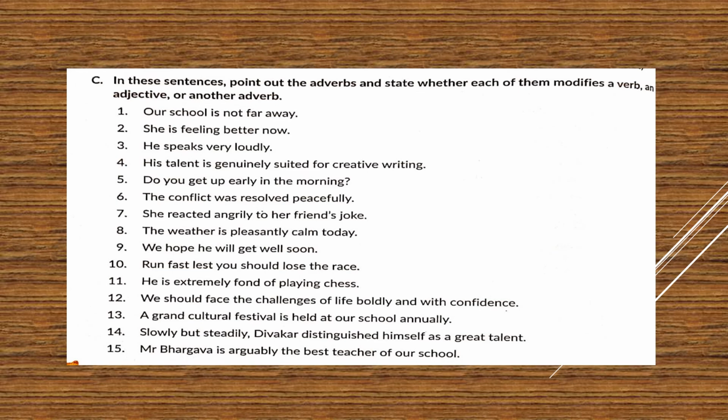Coming to exercise C. In these sentences, point out the adverbs and state whether each of them modifies a verb, an adjective, or another adverb. Our school is not far away. Away is the adverb here. And what is it describing? It is describing the adjective far. Away over here is adverb of place.